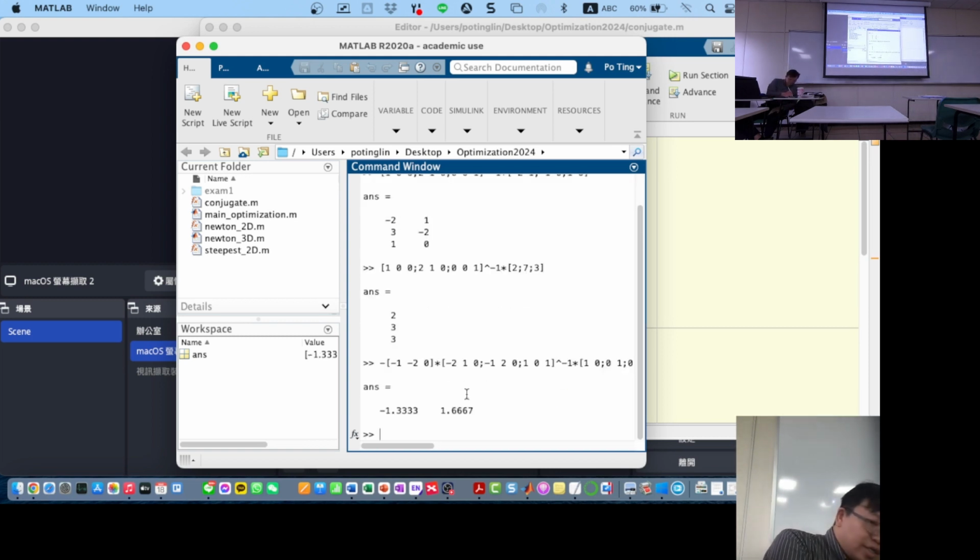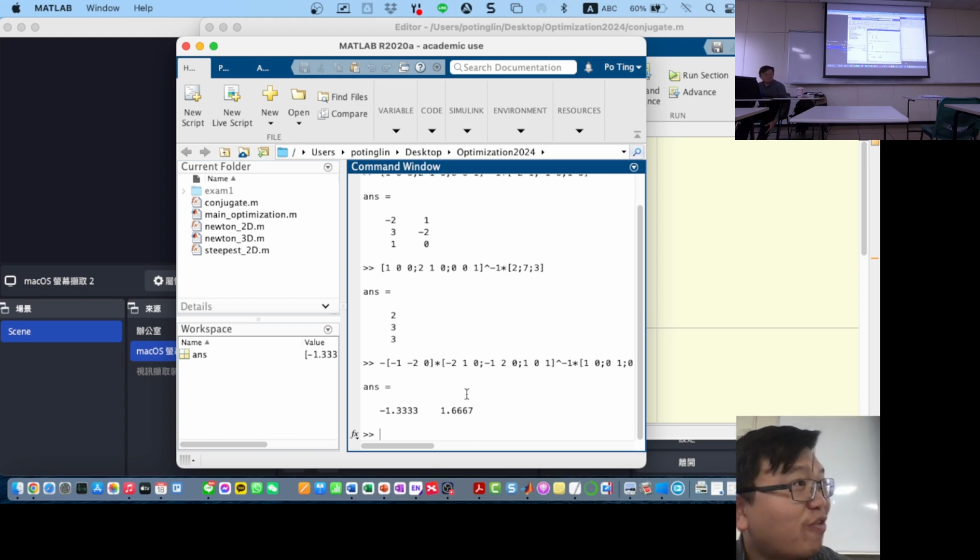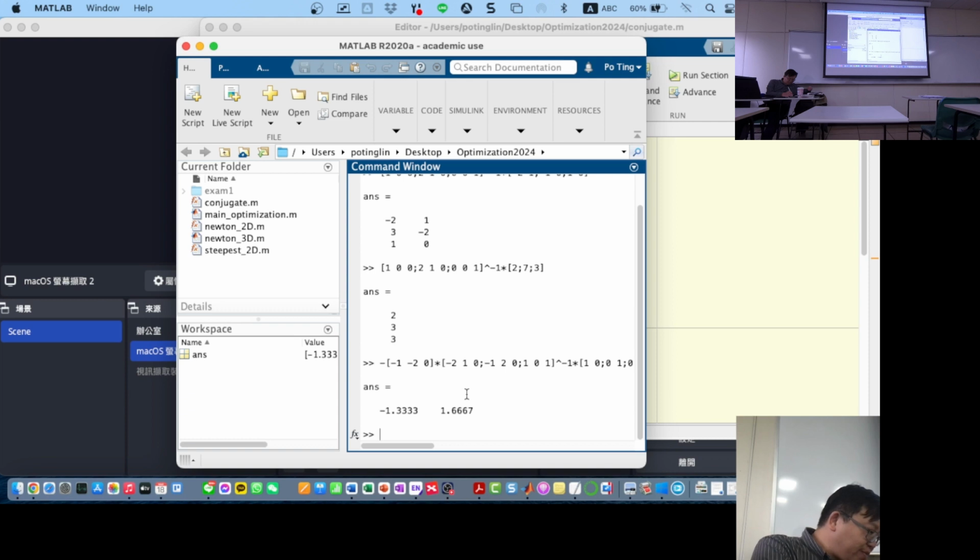At the end, negative 1.33, 1.67. So this one is the most negative one. That means we still can reduce the objective function even more. And the corresponding variable would be x3 right here. So x3 later on needs to become basic. Okay, do the ratio test.